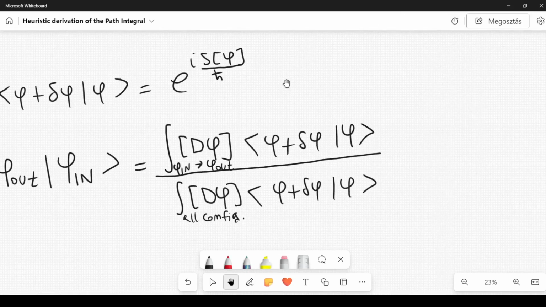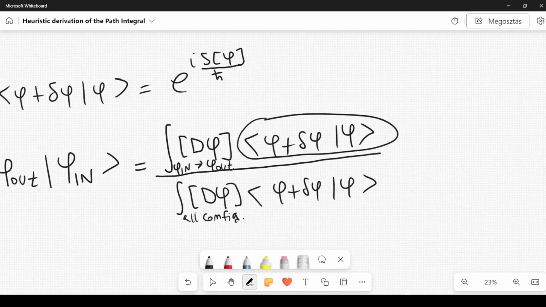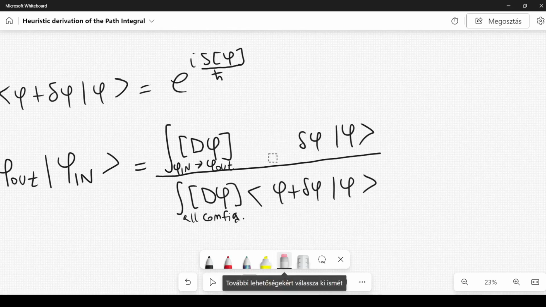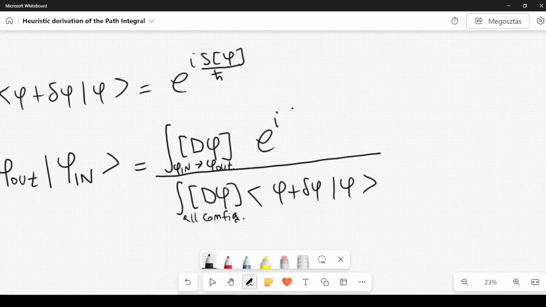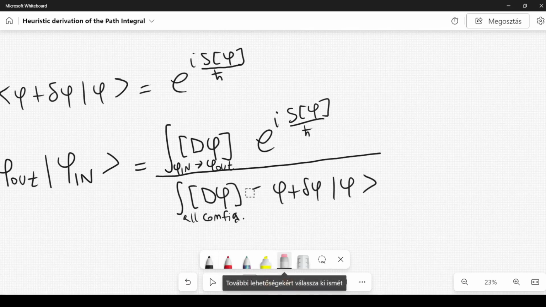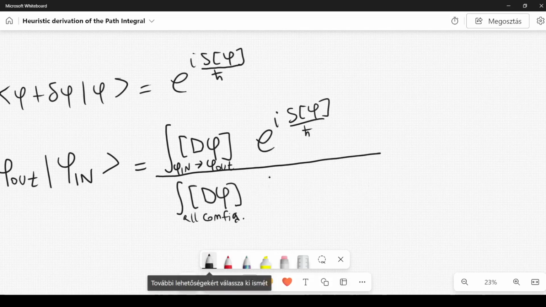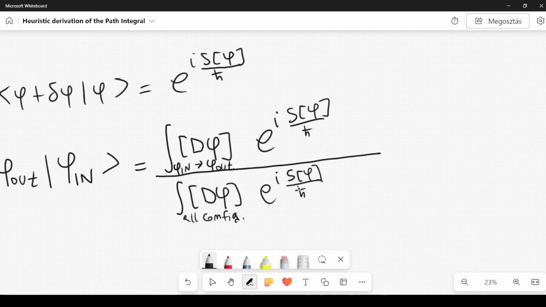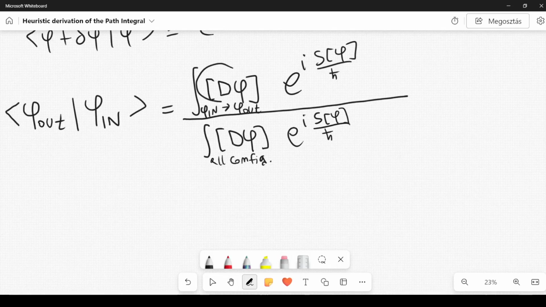And therefore, since this is equal to this, we can replace this expression with the exponential of i S of phi divided by h bar, and similarly here in the denominator we have e to the i S of phi divided by h bar. Now let me tell you a bit more about this differential, this measure.